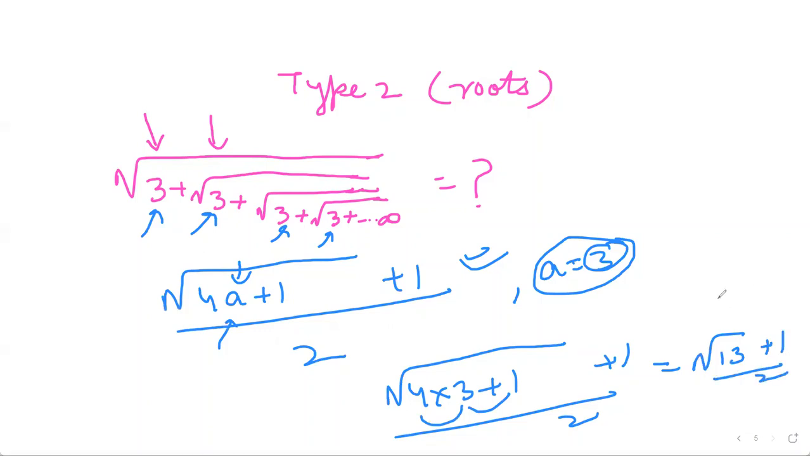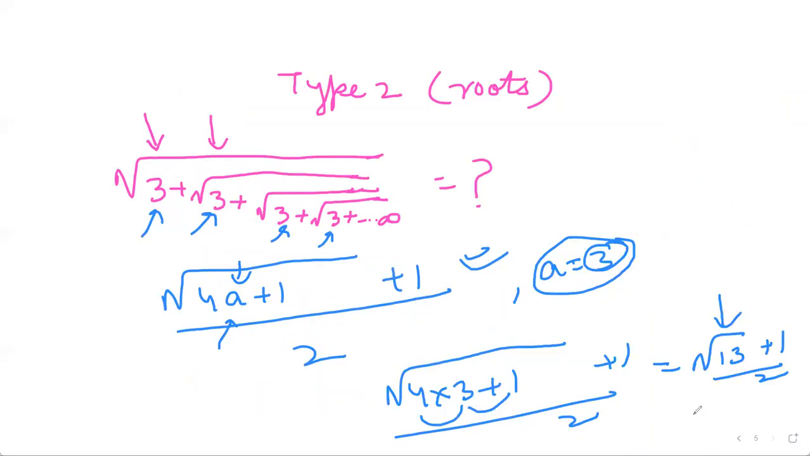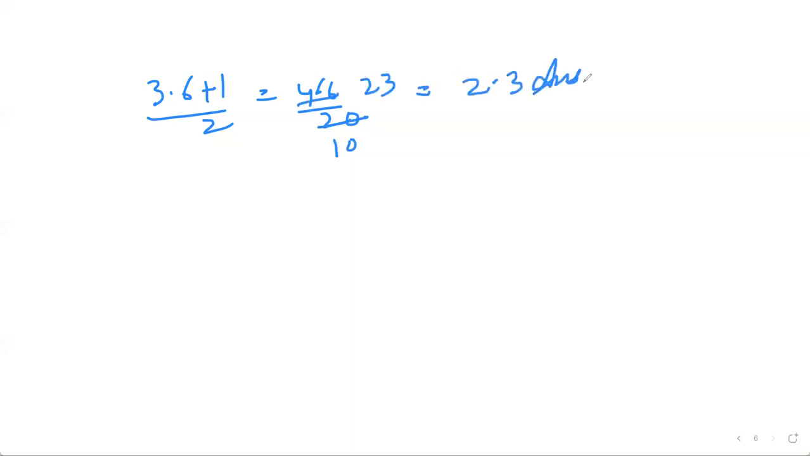I have already shared how to calculate the square root of a non-perfect number. I have already shared the formula, and that is 3.6. So in place of root 13, you can write 3.6 plus 1 upon 2. Now 3.6 plus 1 upon 2 will be 4.6 upon 2. Then solve it. 2 ones are 2 and 0, 2 twos are 4, 2 threes are 6. 2.3. Approximate answer is 2.3.